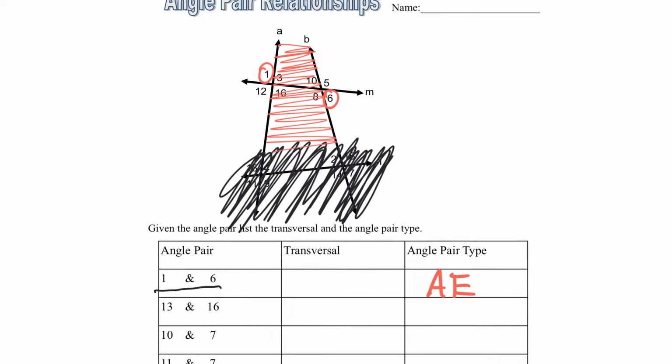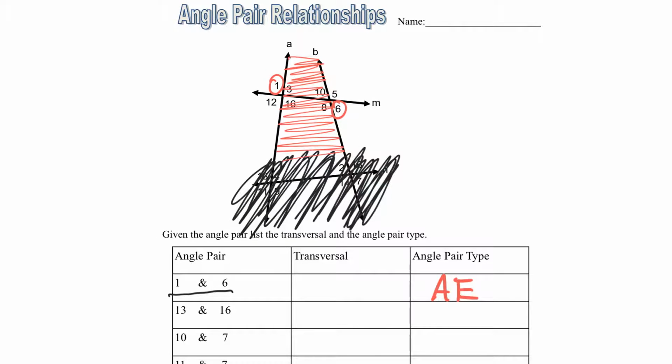Okay? Now the transversal is the line that cuts across. Remember, that's what the word transverse means, to go across. And the other way to think about it is it's the line that touches both of those angles. So there's 3 lines up here. There's A, there's B, and there's M. Which one of those 3 lines hits both 1 and 6? M. Is M. So for 1 and 6, line M is the transversal. All right, let me get rid of all this.